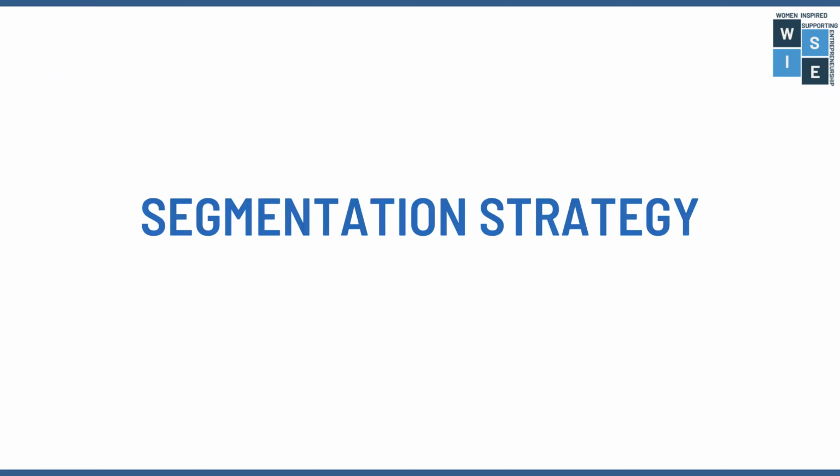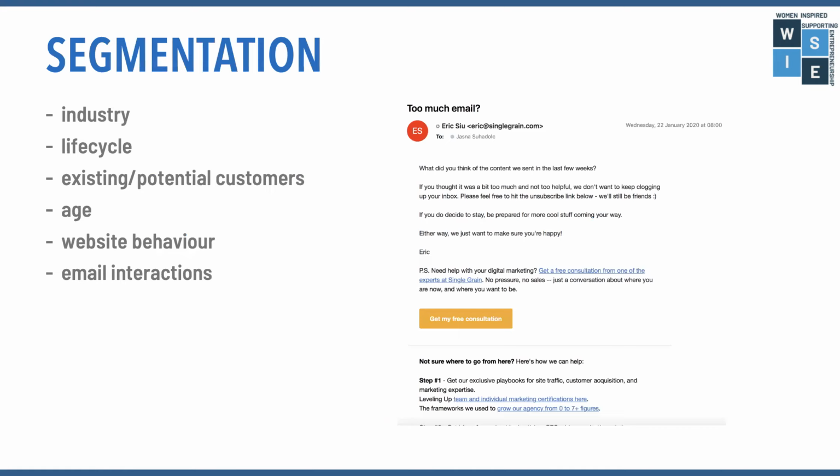Segmentation helps you send the right message to the right person at the right time. We want to focus on the context, not just the content. You can segment the audience with any data you have about the recipients. For example, industry, life cycle, existing or potential customers, age, website behavior, email interaction.